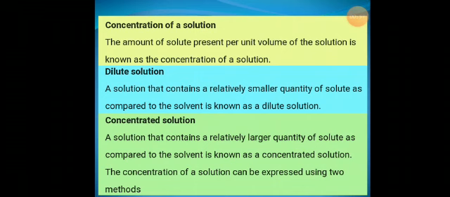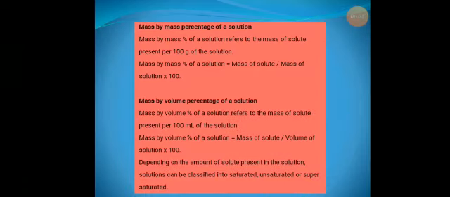The concentration of a solution can be expressed using two methods: mass by mass percentage of a solution and mass by volume percentage of a solution. Mass by mass percentage of a solution refers to the mass of solute present per 100 grams of the solution, which is represented by mass of solute divided by mass of solution into 100.